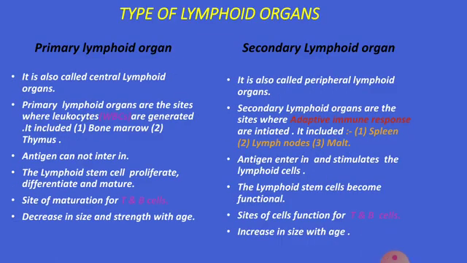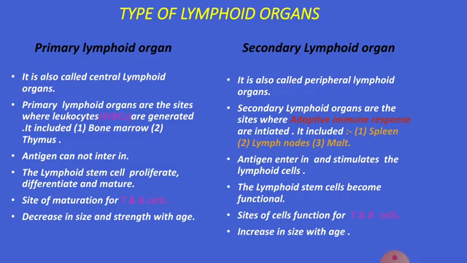After this, we come to the types of lymphoid organs. Lymphoid organs are of two types, primary lymphoid organ and secondary lymphoid organ. First, we discuss the primary lymphoid organs. Primary lymphoid organs are also called central lymphoid organs. Primary lymphoid organs are the generation site of lymphocytes. The thymus and the bone marrow are considered primary lymphoid organs. In primary lymphoid organs, the lymphoid stem cells proliferate, differentiate and mature. Primary lymphoid organs are the sites of maturation for T and B cells.